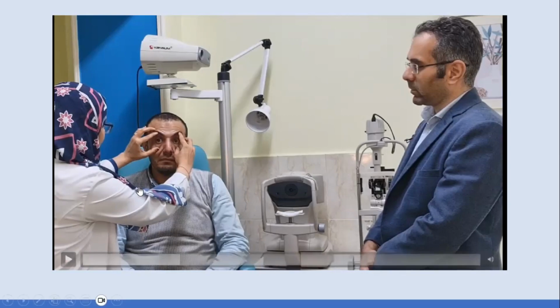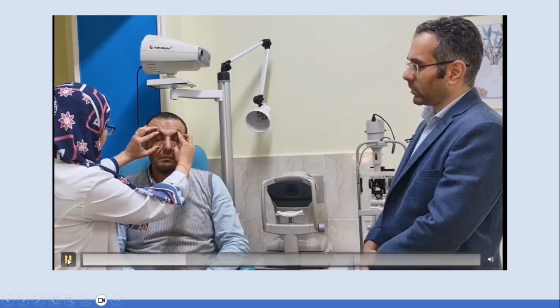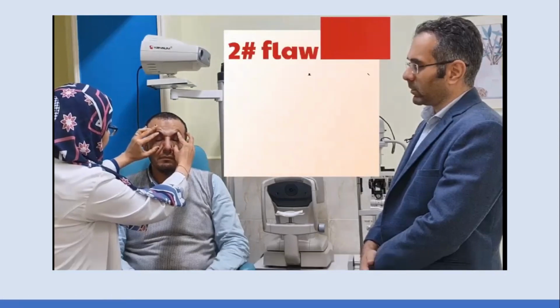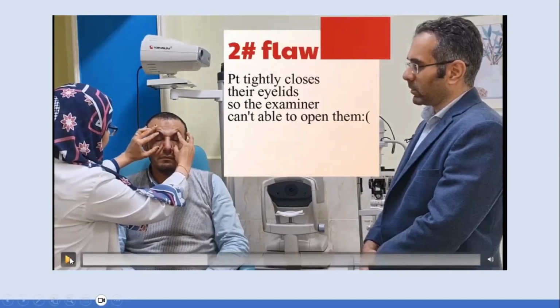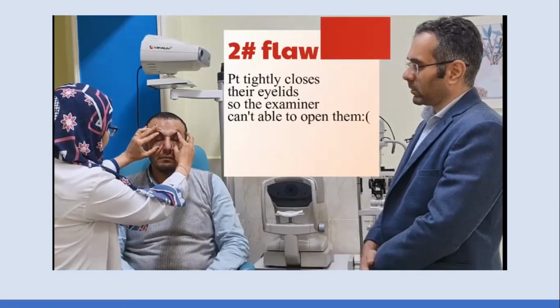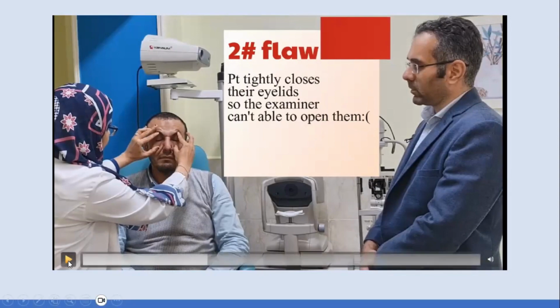So the second mistake that I was making is that I asked the volunteer to forcibly close their eyelids. So when the patient forcibly closed their eyelids, I couldn't open them. My strength wasn't able to help me to open their eyelids, because the patient's orbicularis is more powerful than my ability.